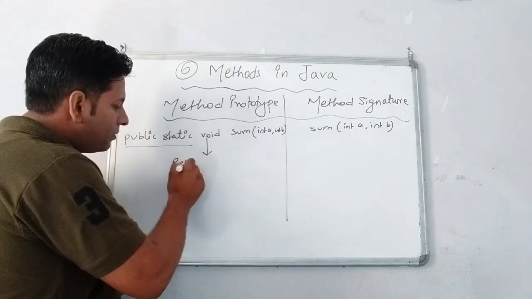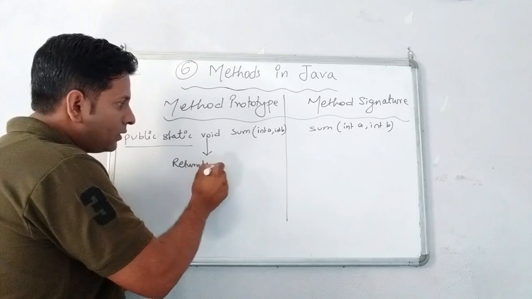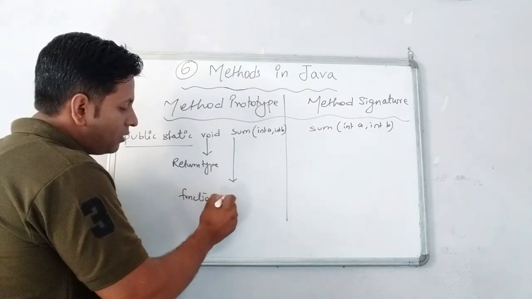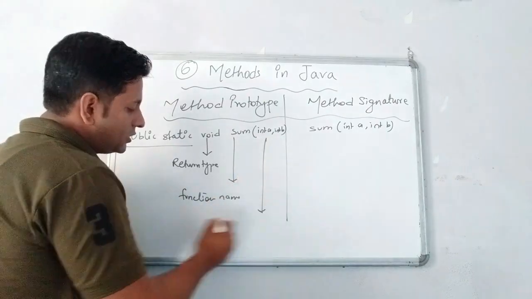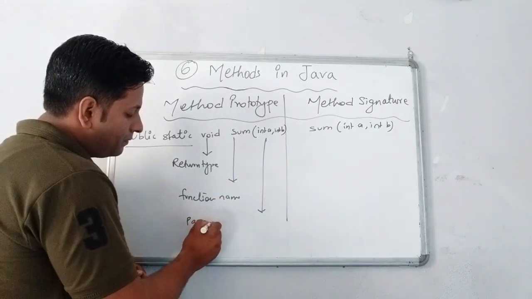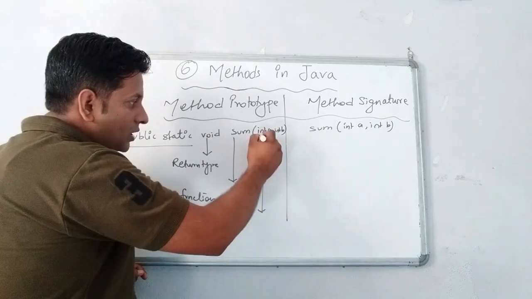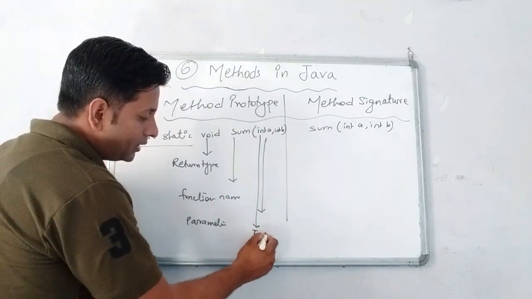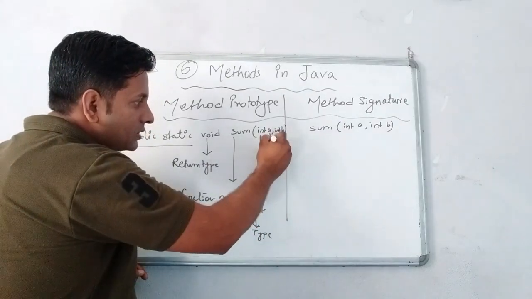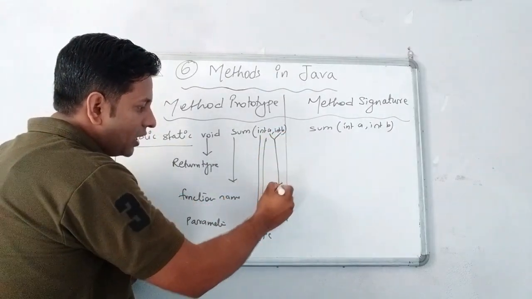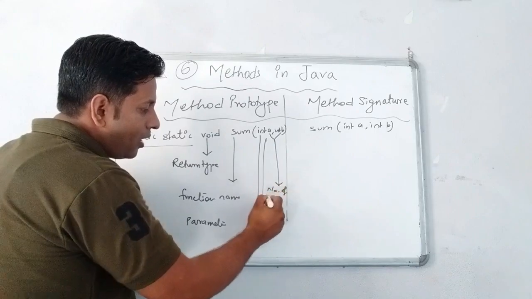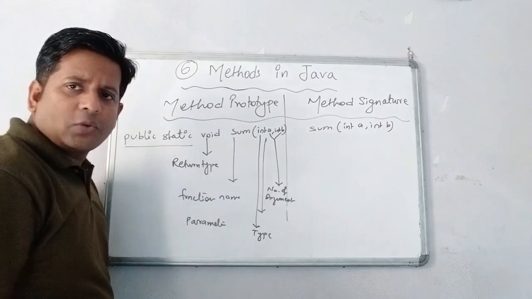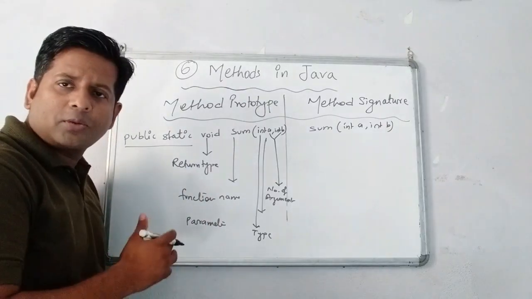This is the return type. This is the function name. This is the parameter. This is the data type, and this a and b together you can say are the arguments. So children, this much information we get in the function prototype or method prototype.